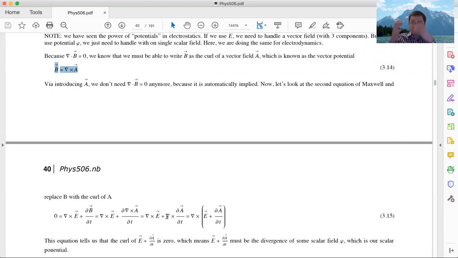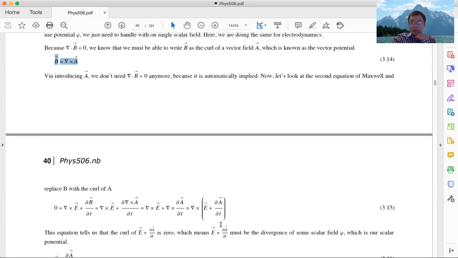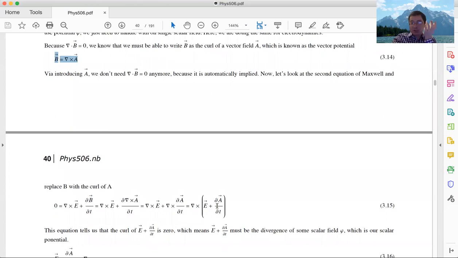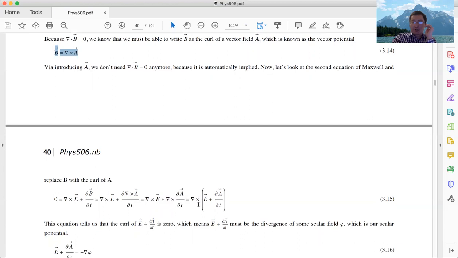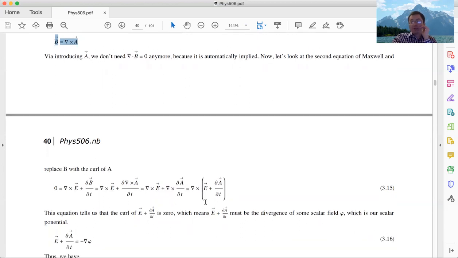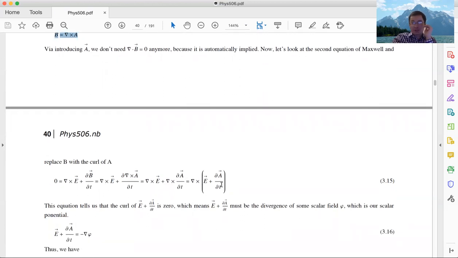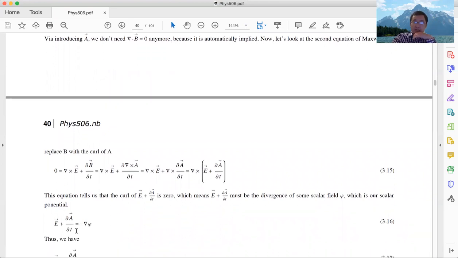We can take the curl together. We pull out the common factor, the curl, and rewrite these 2 terms as the curl of E plus the time derivative of A. So once we introduce the vector potential, the second Maxwell equation becomes: the curl of this whole thing equals 0. The curl of something equals 0 means this vector field is curl free. Then it means we can write this object as the gradient of a scalar.